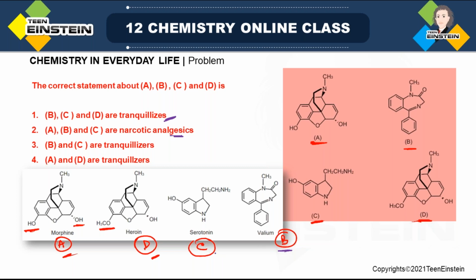Then option 2 says A, B, C narcotic analgesic. Now A is fine. A is narcotic analgesic, which is morphine, but B and C are not. So this is also not completely correct. Not the correct option. Option 3, B and C are tranquilizer. Now this is correct. That is serotonin and Valium. These two are under tranquilizer, and that is why this should be the correct option, option 3. And option 4 says A and D are tranquilizer, but A and D both are under analgesic. Fine. So the correct option will be the third one.